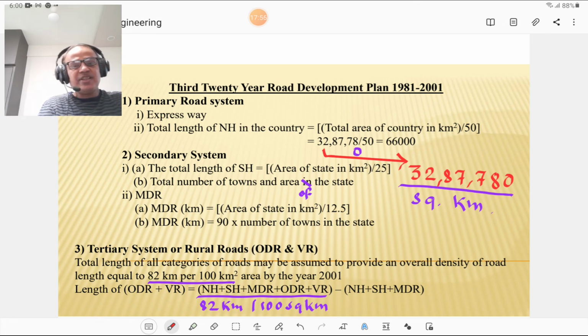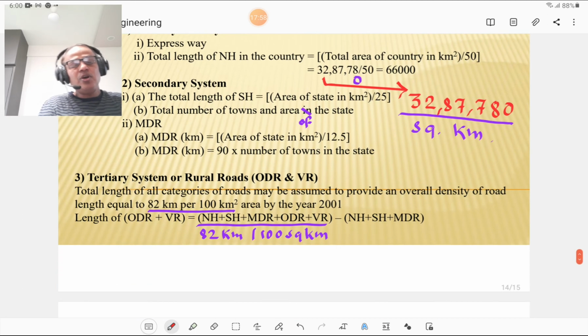And third one is the tertiary system or rural roads, that is ODR and VR. Total length of all categories of road may be assumed to provide an overall density of road length equal to 82 km per 100 square kilometer area by 2001. As we discussed in our previous lecture also, in this third road development plan, the target decided is 82 km per 100 square kilometer of area.